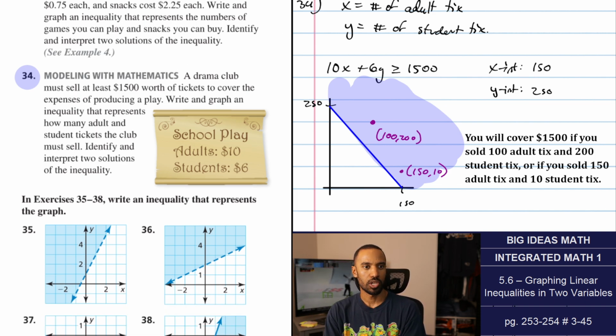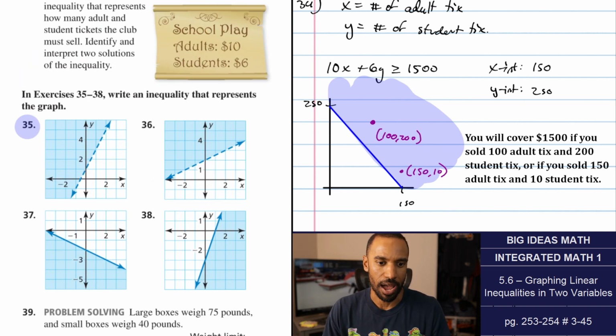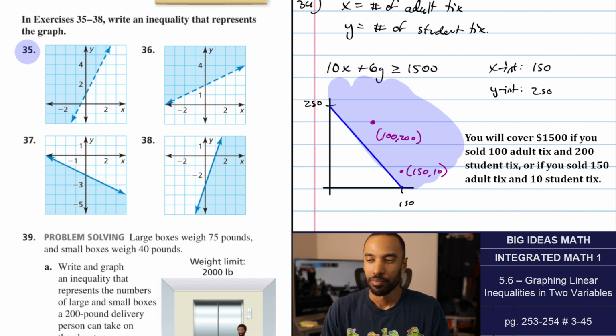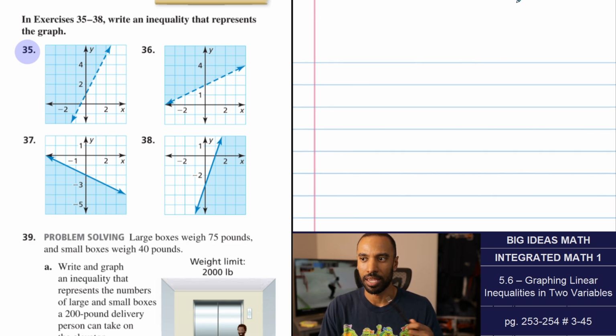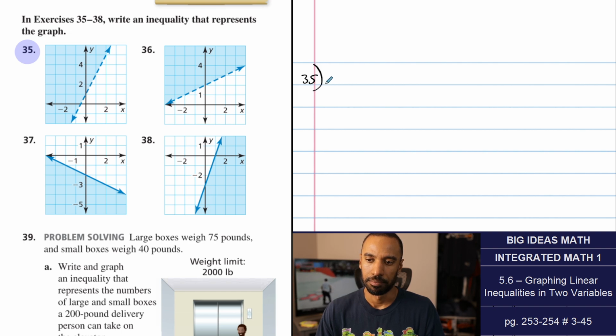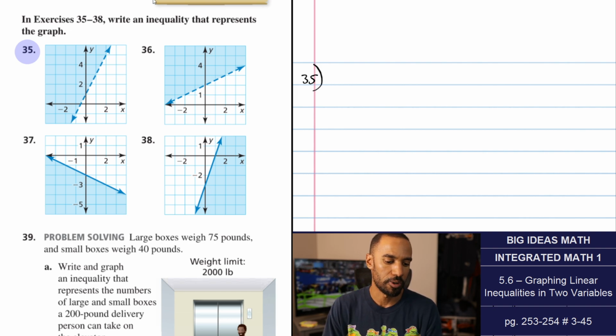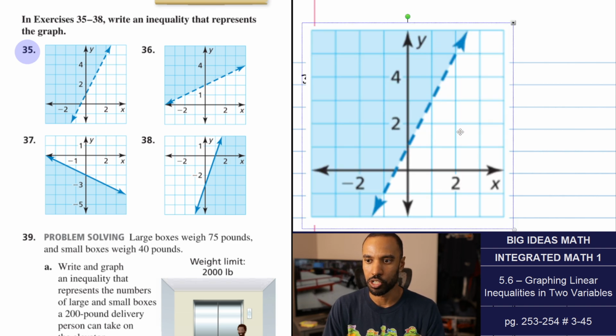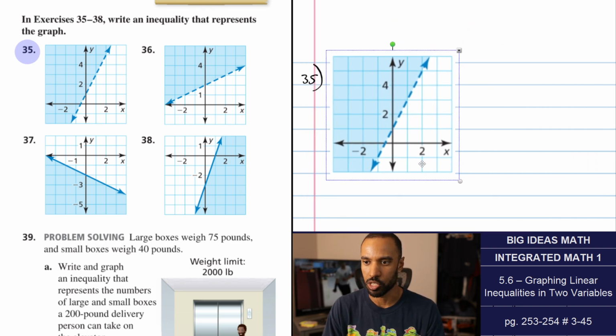All right, let's go to numbers 35 to 38. Write an inequality that represents the graph. Interestingly enough, this is where the things that we spoke on, greater than and less than, will work out, especially since we have slope-intercept form to play with. Now, I am going to copy and paste these graphs over to just talk about slope and y-intercept. Those are the parts that we need.